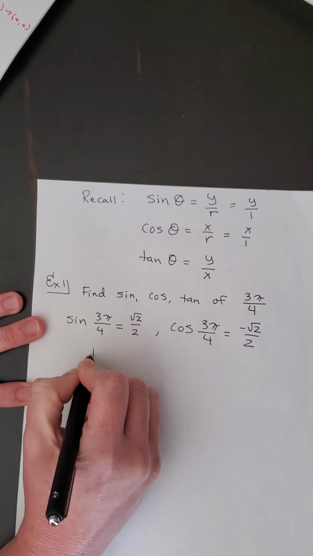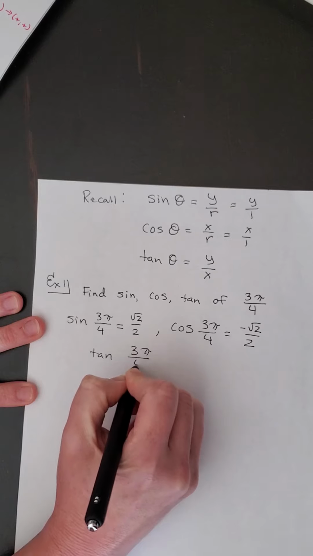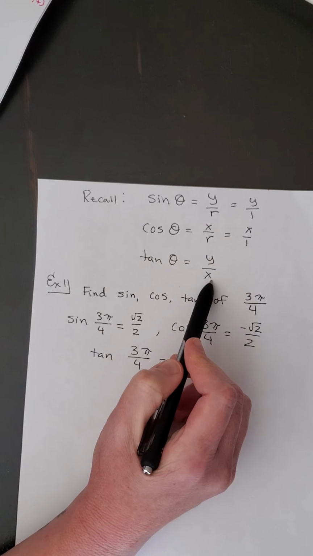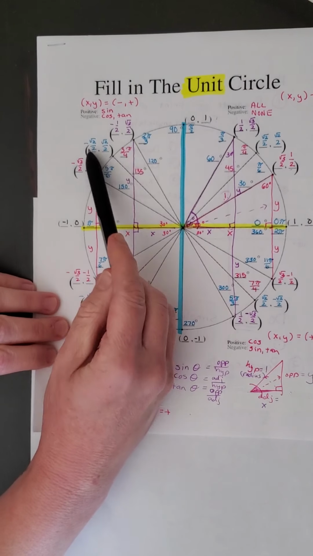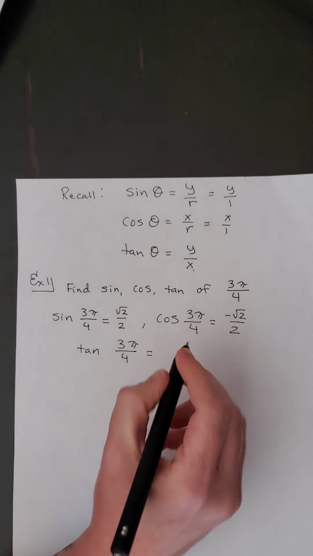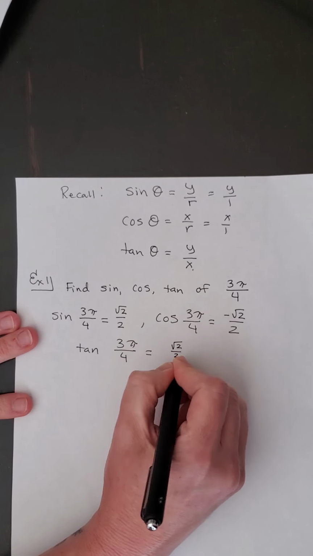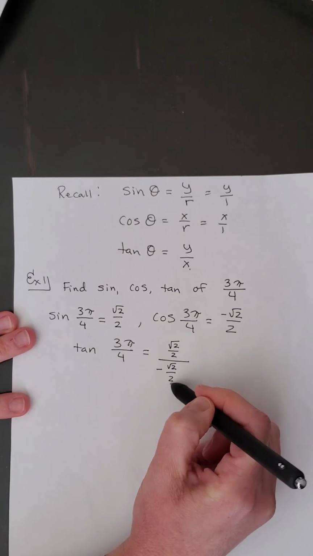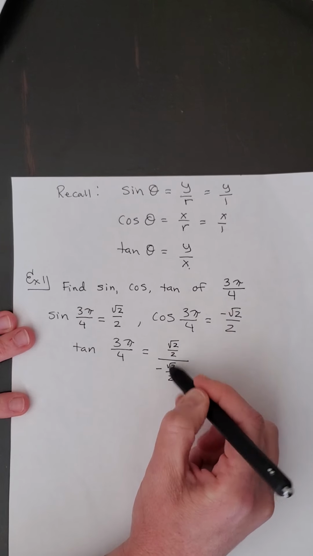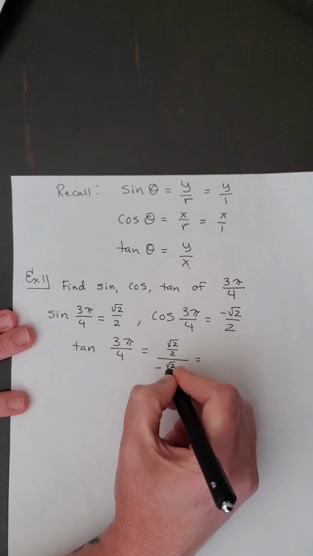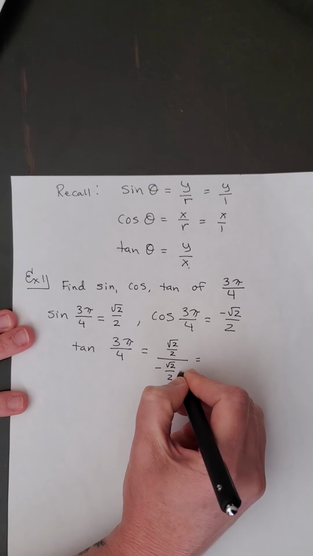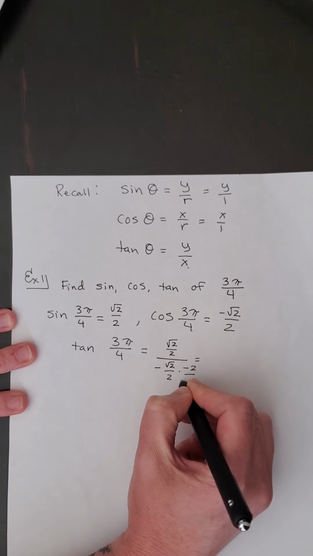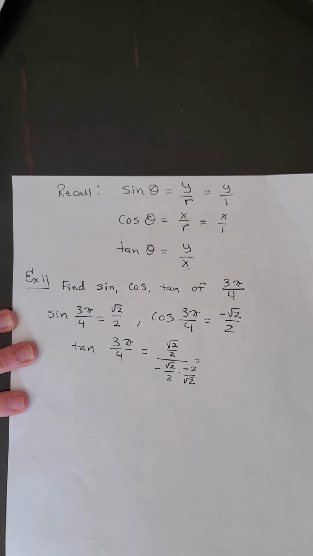And then finally, tangent of 3 pi over 4 will be y over x, which will be this value over this value. So square root 2 over 2 over square root 2 over 2, but this one's negative. This is the same value, right? Square root 2 over 2 over square root 2 over 2, it's 1. Or you could multiply by the reciprocal to get rid of this fraction. So multiply by negative 2 over square root 2, and then these will reduce.